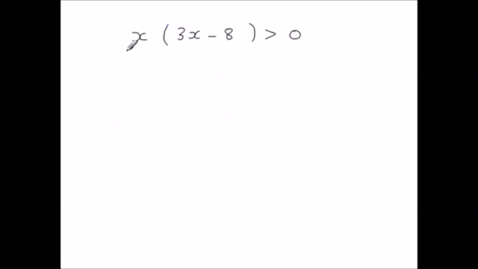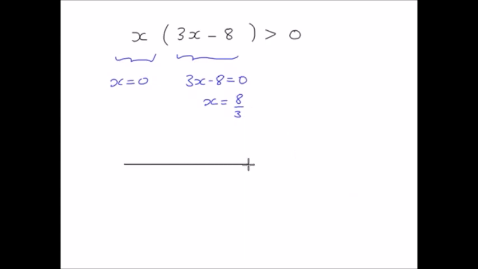So the critical values that we get from this, x equals 0, and from this side, if you write 3x minus 8 equals 0, then x is equal to 8 over 3. And then using the method from AS maths for solving inequalities, x times 3x is 3x squared. That's a positive coefficient of the squared term, U-shaped curve.